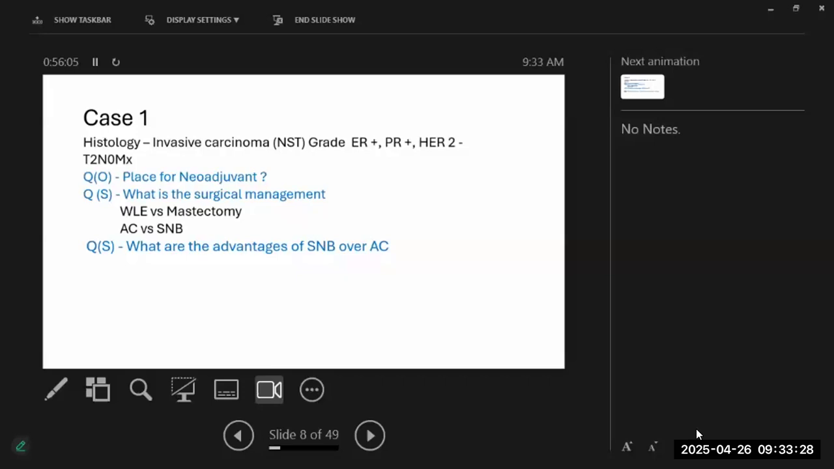So, what are the advantages of doing sentinel node biopsy or axillary clearance, from the surgeons? Actually, a long time before, the trend was to do axillary lymph node clearance level 1 and 2. Now it has shifted to sentinel lymph node biopsy for radiologically and clinically negative axilla.